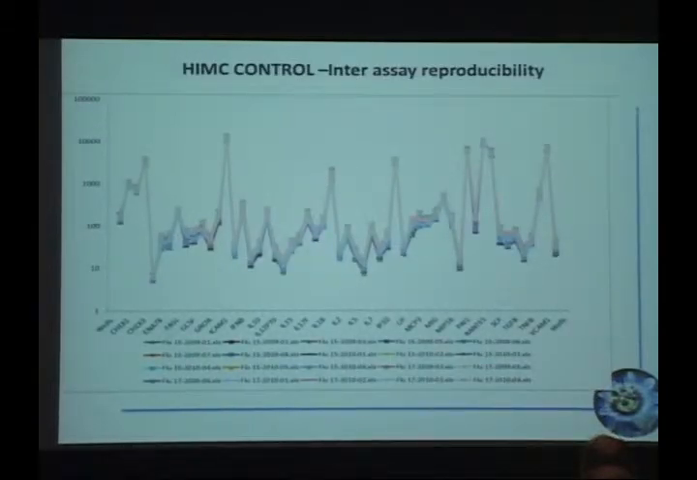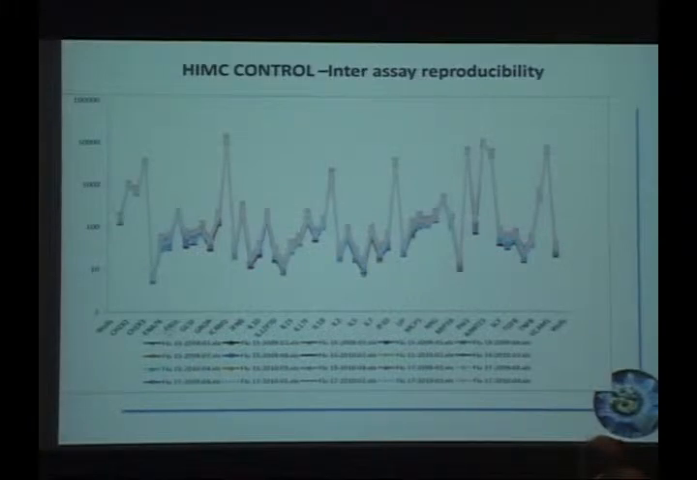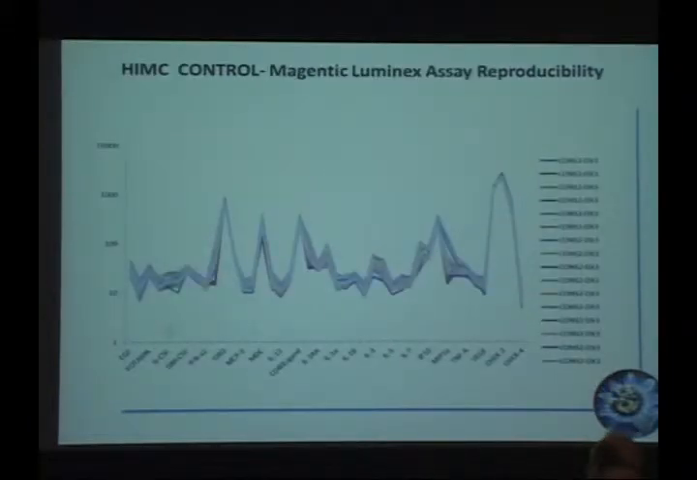Again, using our human control sample, this is across 20 different plates of a big flu study that we've been conducting for a couple of years in the lab. And you can see that they really overlap each other. This is true for the polystyrene assay, 20 plates here. It's true also for the magnetic cytokine assay.